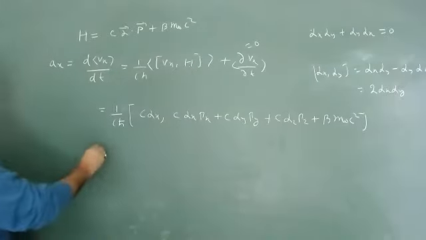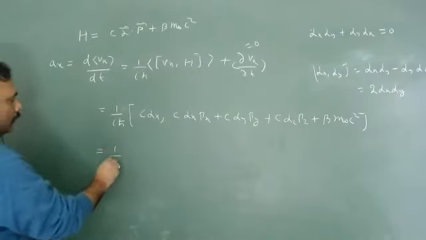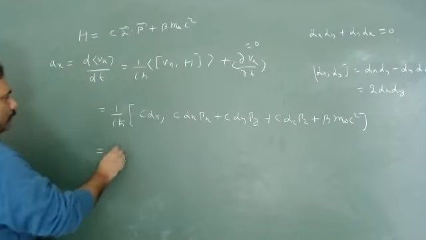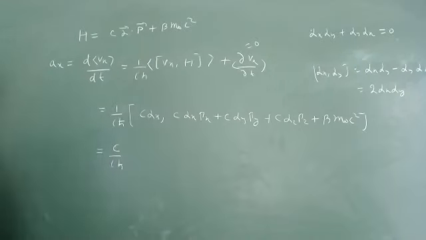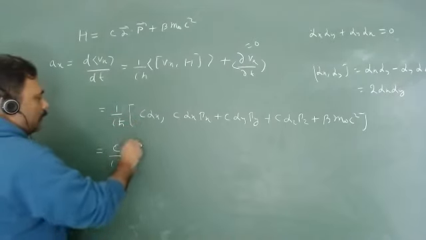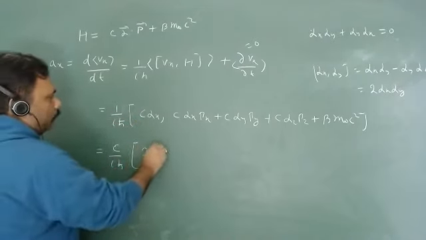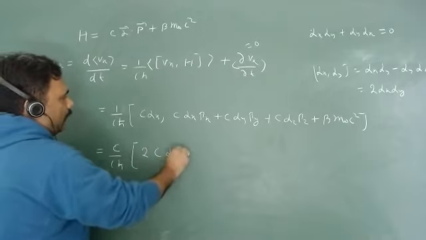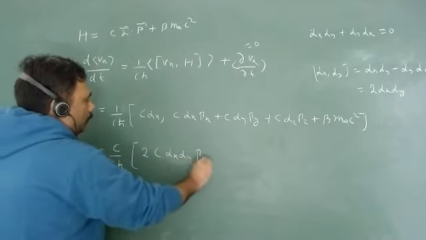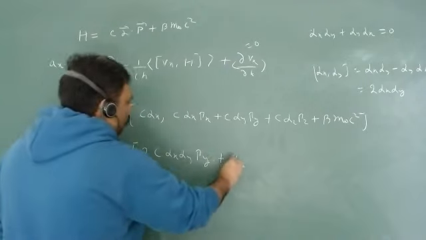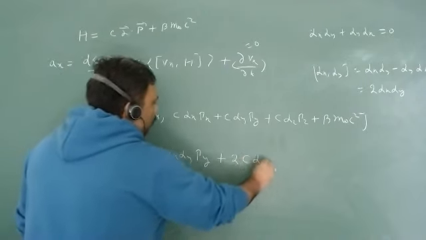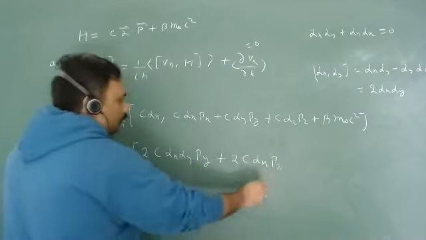So what will I get? I will get 1 upon iħ. I can take one c outside, this c is outside. So what will I get? I will get 2 times c alpha x alpha y py. Similarly, 2 times c alpha x alpha z pz.